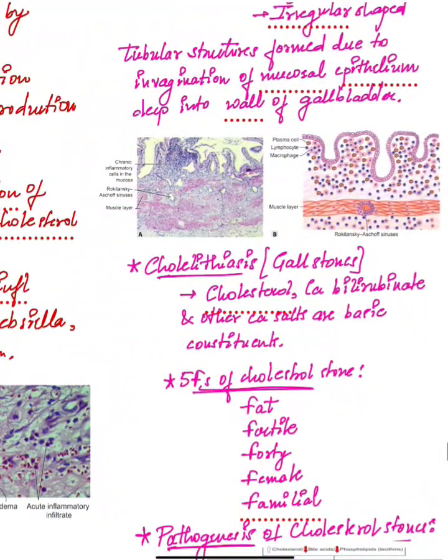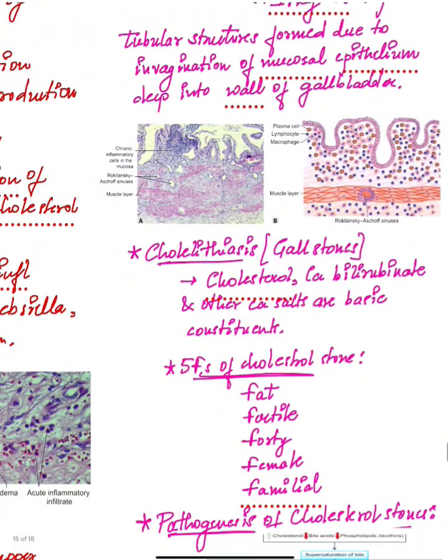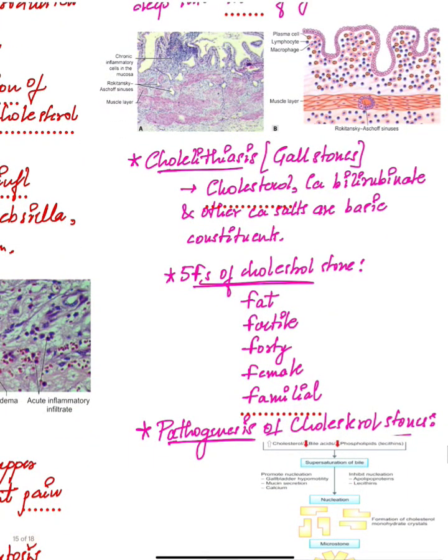Now coming to cholelithiasis, that is gallstones. These gallstones are mainly of cholesterol, calcium bilirubinate, and other calcium salts are the basic constituents of these gallstones. The important 5 F's to be remembered for cholesterol stones are fat, fertile, fatty, female, and familiar. The main ones are fat, fertile, fatty, female. These are the features of cholesterol stones.